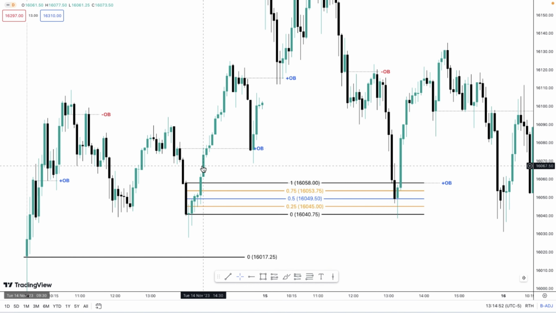But the midpoint of a fair value gap, that's square encouragement. So the midpoint of a gap is consequent encroachment. The midpoint of an order block is the mean threshold. So from the get-go, I'm already sharing, and I hope you're taking notes, right? So the midpoint of an order block is called the mean threshold. The midpoint of an order block is sensitive.